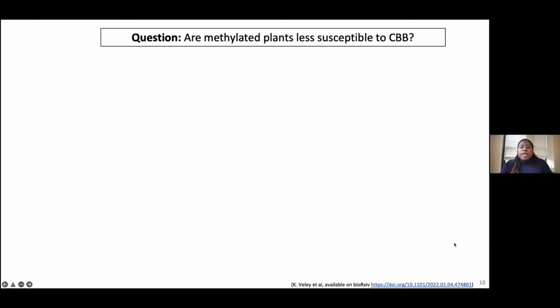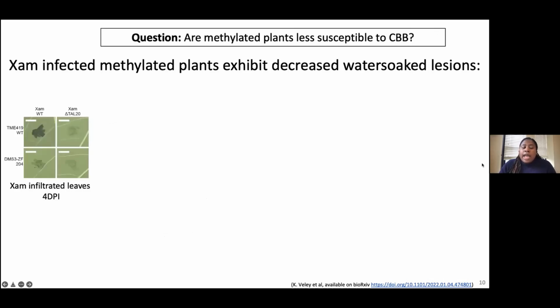The next question we were interested in is, are these methylated lines actually less susceptible to cassava bacterial blight? We applied the water soaking analysis method here as well, and infected the plants with SAM and the Tau20 mutant. We could see that the water soaking was significantly decreased compared to the wild type inoculated plants, and it looked more similar to the Tau20 mutant inoculated sites in wild type plants.